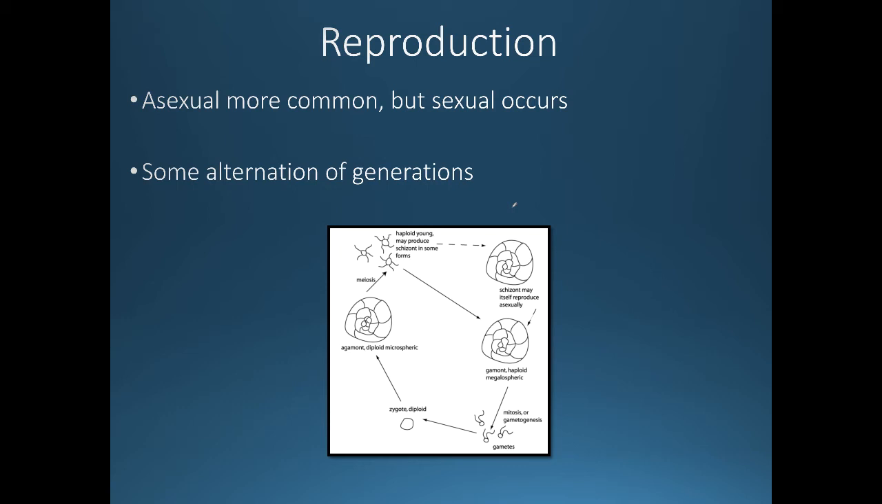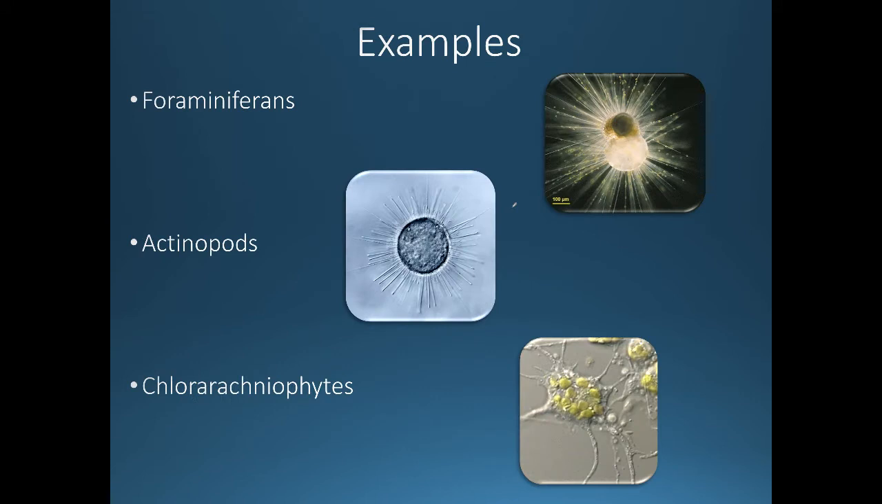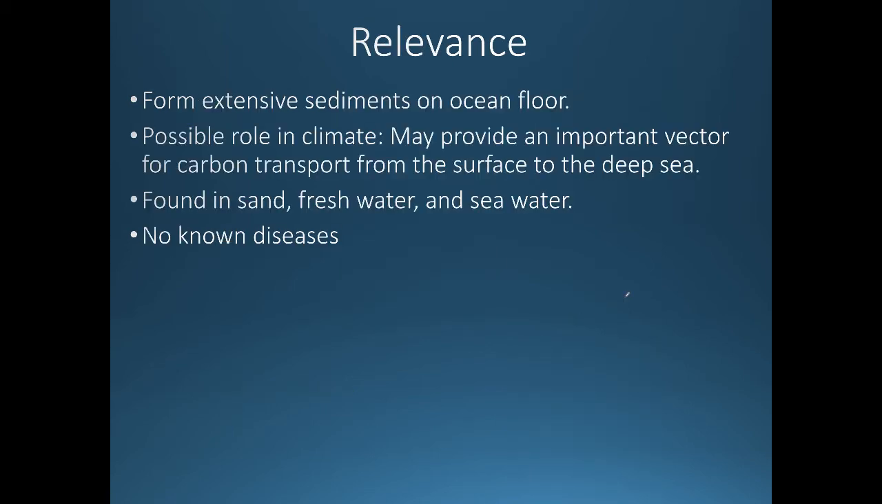Some examples include the foraminiferae, shown here, the actinopods, shown here, chlorarachneophytes, shown here. Now, unlike some of the other protists that we talked about, none of these are known to be linked to any disease. They do, however, form a very extensive sediment on the ocean floor because of that calcium carbonate shell they make. Fossil record shows that Rhizaria species lived at least 530 million years ago.